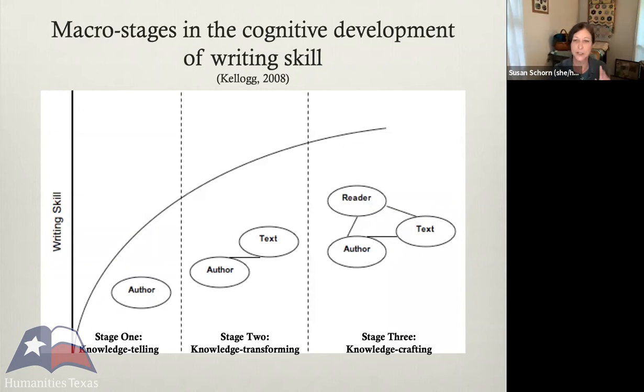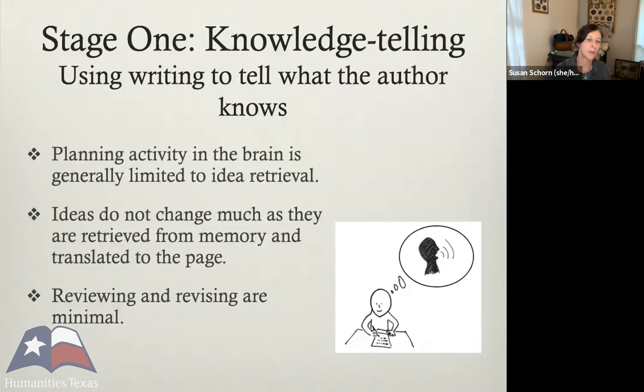Okay, so let's drill down into each of these. The knowledge telling stage is basically using writing to tell what the author knows. So in the brain, when this is going on, the planning activity is generally limited to idea retrieval. I'm fetching some ideas from my memory and I'm writing them down on the page with the words that I know. And the ideas don't change much as they're retrieved from memory and put onto the page. And reviewing and revising activity are typically minimal.